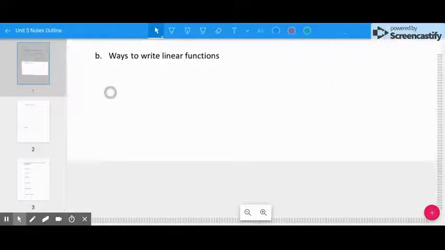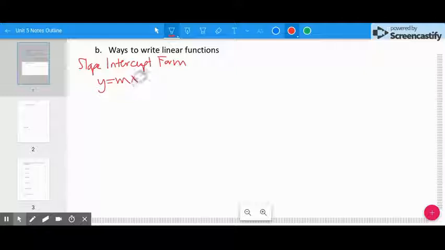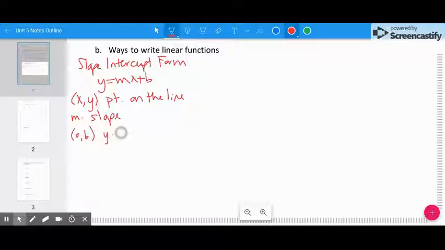Now, what does that mean as far as ways to write linear functions? So let's review some of the more common ways to write linear functions. The first one, we saw it in all the previous examples, is slope-intercept form. And that is just generically y equals mx plus b, where x, y is somewhere on the line, a point on the line. And then m is slope, and 0, b is the y-intercept.